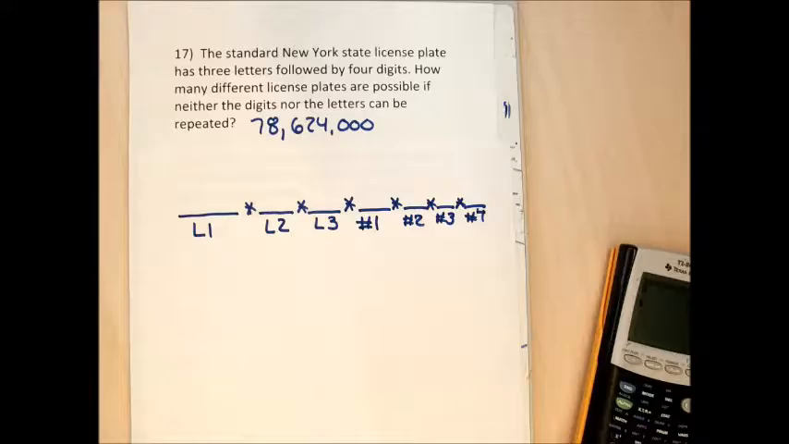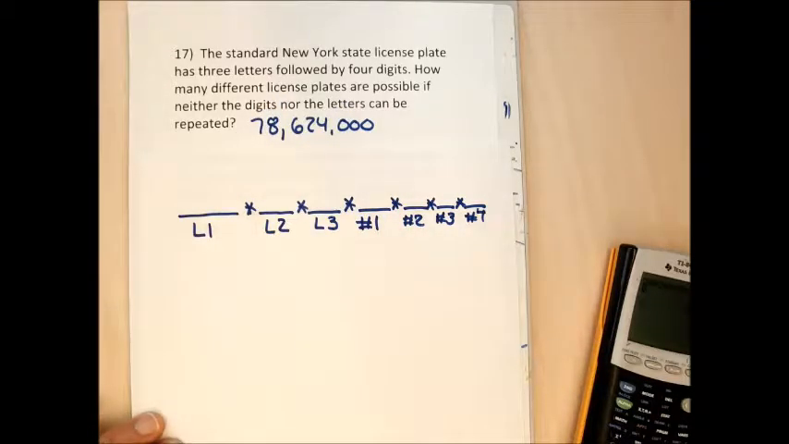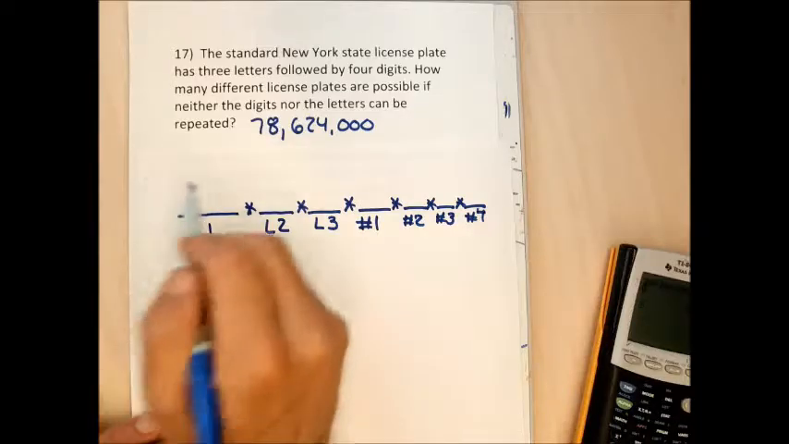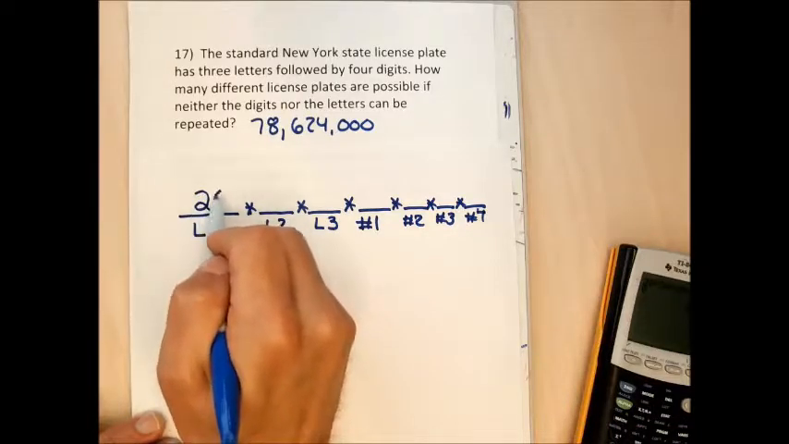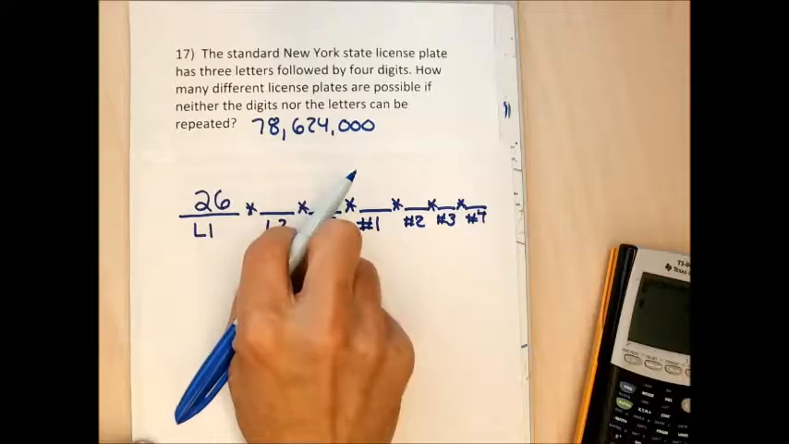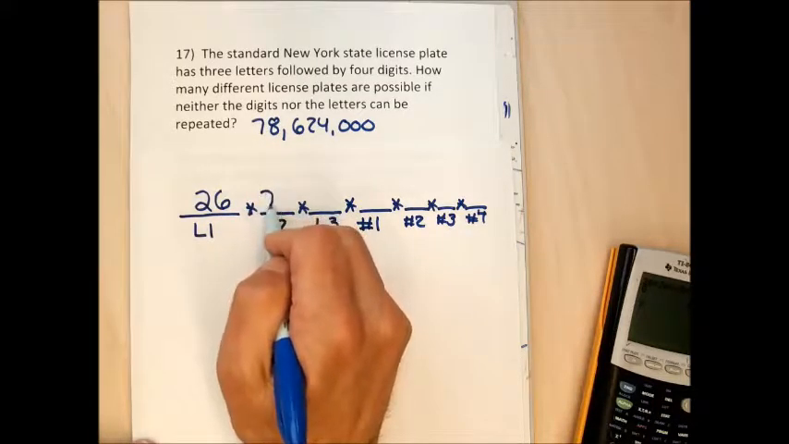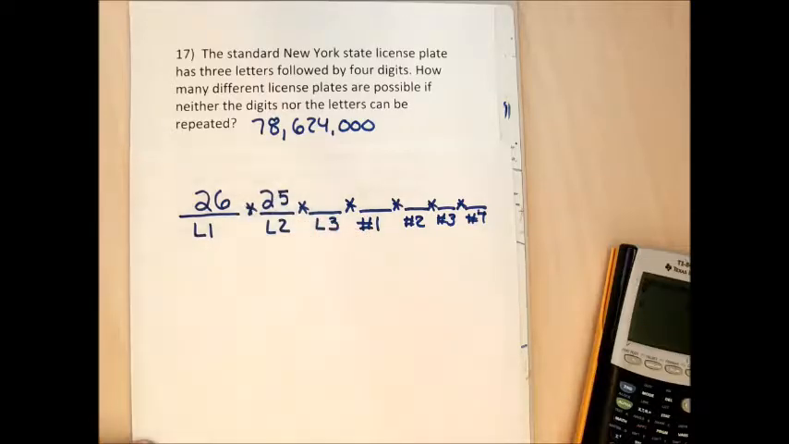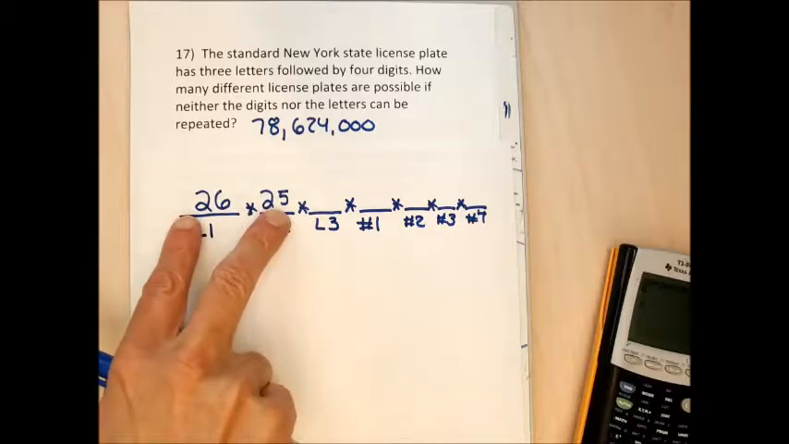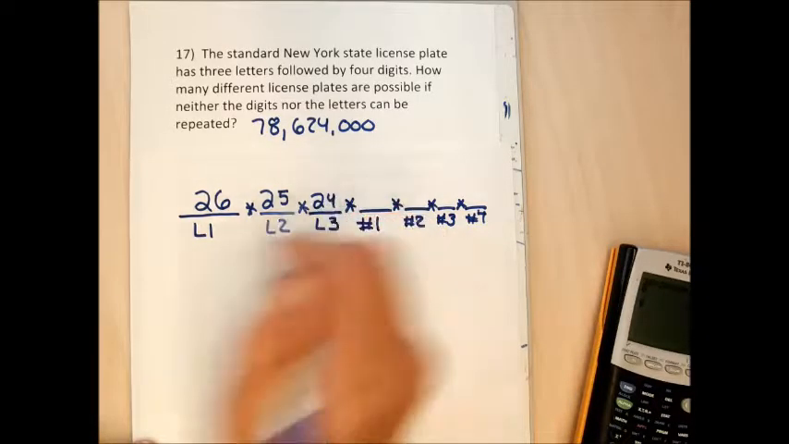So, it says neither the digits nor the letters can be repeated, meaning once I pick a letter, I can't use it again. For the first letter, I have all 26 letters in the alphabet available, but once I use a letter, I'm assuming I'm not allowed to repeat it. So when I go to pick for my second letter, whichever letter was used first, I can't use, so I need to go down by 1. There's only going to be 25 letters for the second letter. And for the third letter, I can't use either of the first 2 letters, so I'm losing 2 letters, and there's only 24 to choose from.